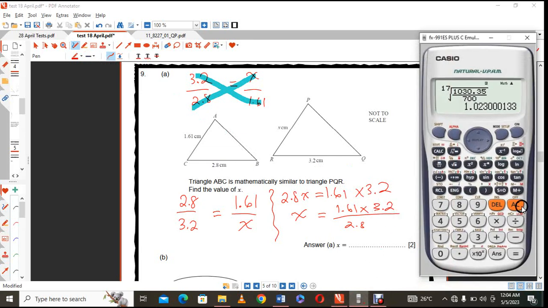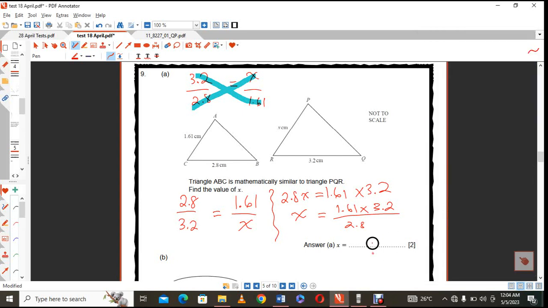Again, you grab your calculator quickly. You say 1.61 times 3.2. That answer there, you divide by 2.8. Well, that gives you 1.84, which is the required distance. Anyway, you get to the same answer.